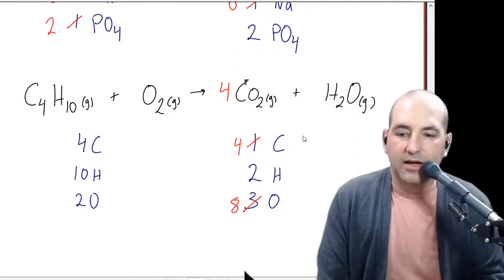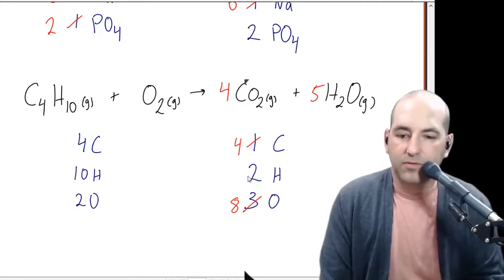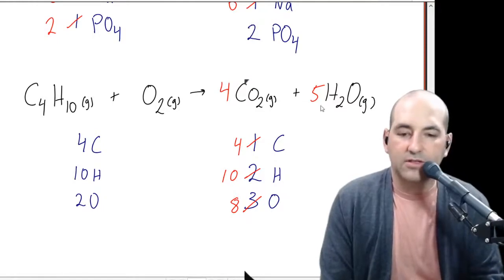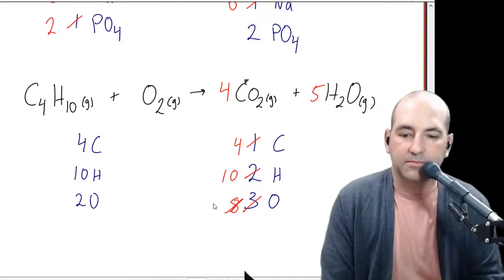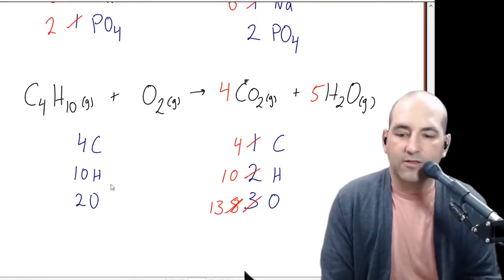Then we want to balance the hydrogens. So 10 to 2, we're going to need a 5 there to make that 10. All right, so carbons are balanced. Oh, sorry, I forgot to adjust my oxygen again. So now the oxygen on this side is going to be 8 plus 5, which is 13. Okay, so carbons in balance, hydrogens in balance, oxygen's not. So we've got 13 on this side. We want 13 on this side.